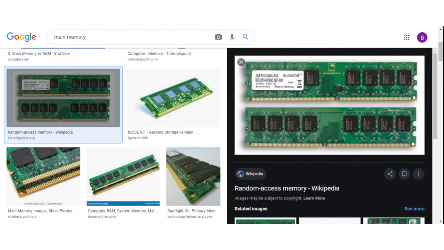Now there is the secondary storage. Remember, the memory is categorized into three: you have the cache memory, the main memory, and the secondary memory. Sometimes the secondary memory is called the secondary storage or external storage. For example, we have the DVDs, the hard disks, and the floppy disks.